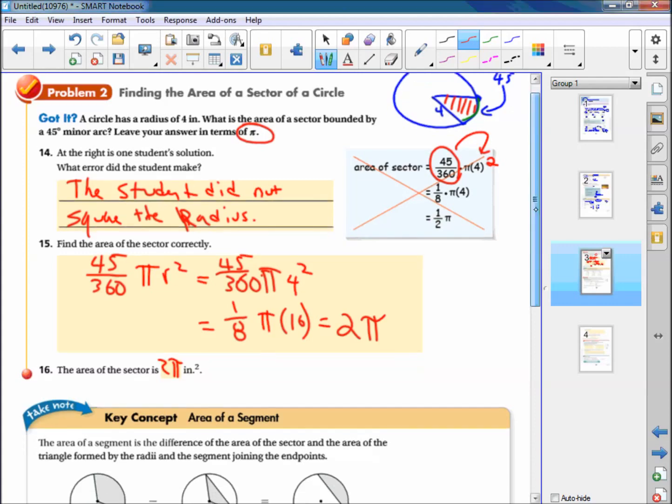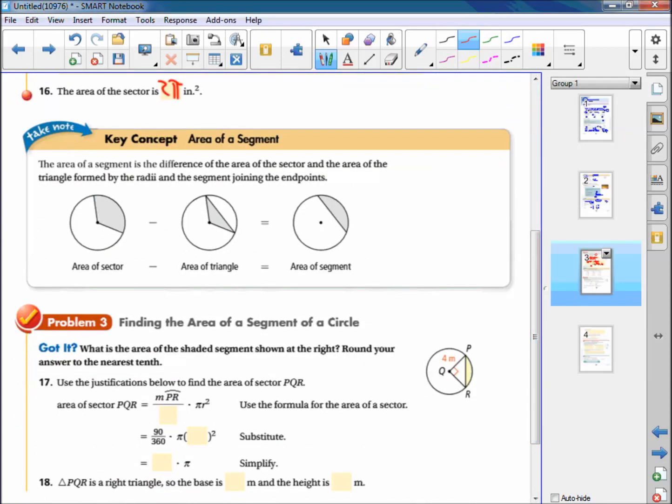All right. Now we have a new thing here, the area of a segment. The area of a segment is the difference of the area of the whole sector and the area of the triangle that's formed by the radii and the segment joining the endpoints. So this is a segment. It's kind of like a cut-off piece of our circle. What we do is we find the whole sector that uses those two endpoints, the same endpoints here and here. And then we find the area of the triangle part we don't want, that green thing in there, which still uses the same endpoints here and here. If we subtract them, we get what's left, which is what we are looking for.